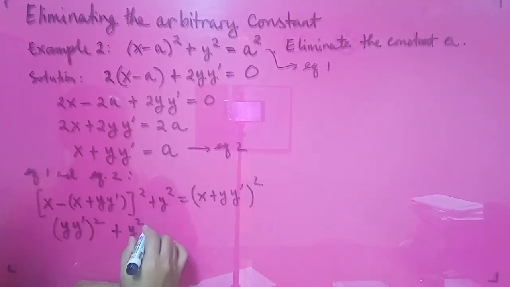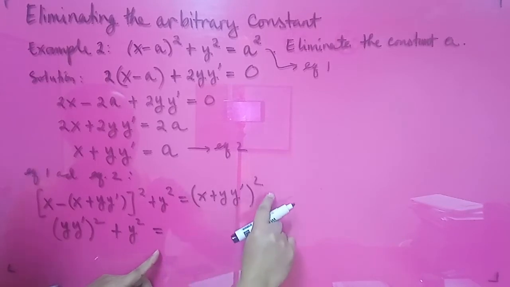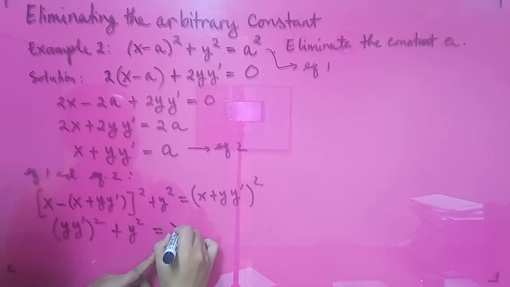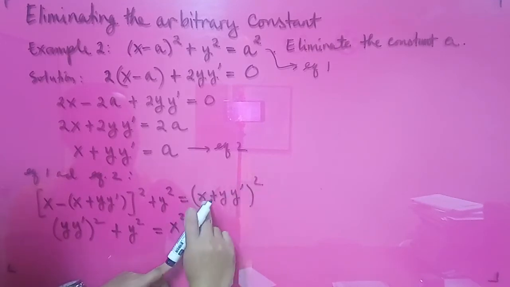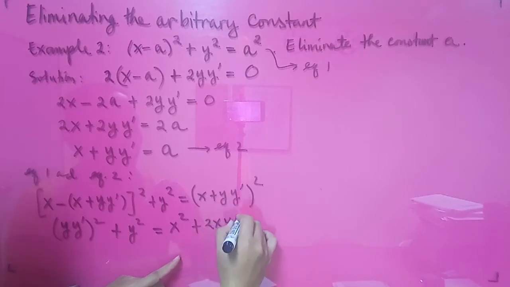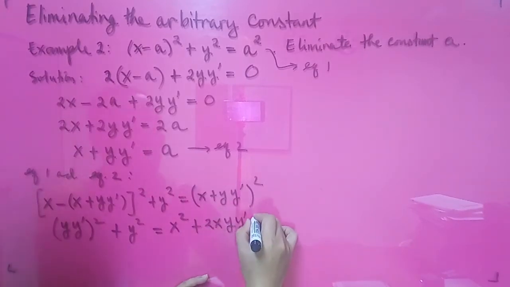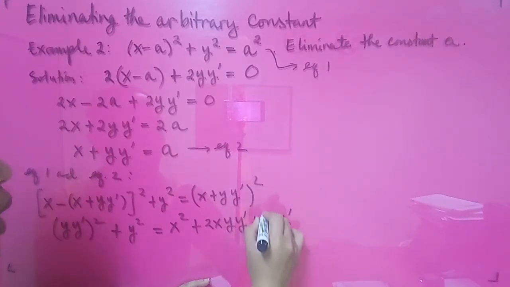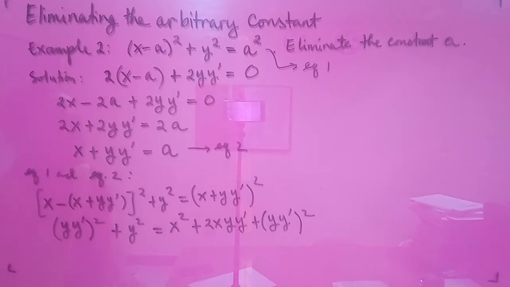Okay, we will expand this one raised to 2. So x times x, that is x squared, plus 2 times x times y y', that is 2xy y'. And then squaring this one, you will have plus y^2 y'^2. So if you have noticed, you have the same y^2 y'^2 on both sides. So we will cancel this one on both sides. So what remains here is y squared is equivalent to x squared plus 2xy y'.